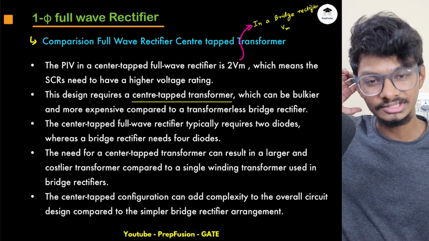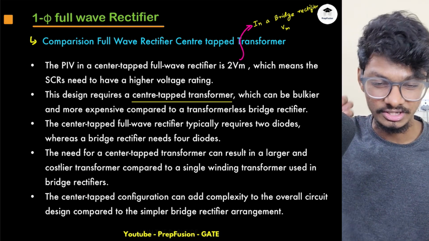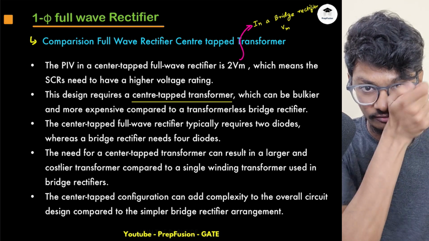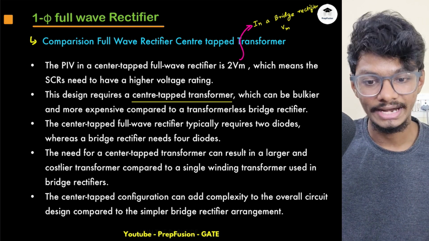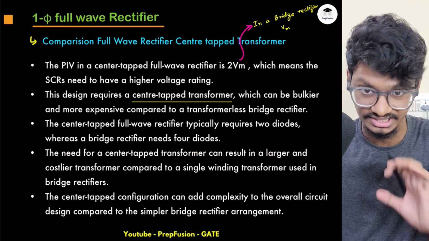A single winding transformer is also used for isolation purposes, but that is very low cost. But a center tap transformer is a special type of transformer where the tapping is done at the center of the secondary winding of the transformer. So that is very costly compared to a normal single winding transformer. I think people can understand this.